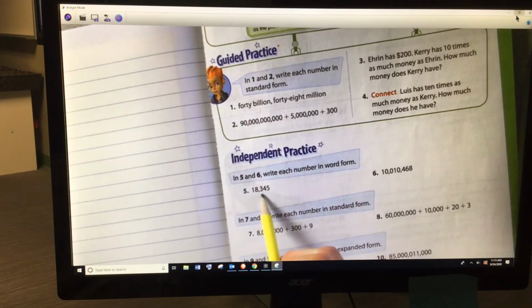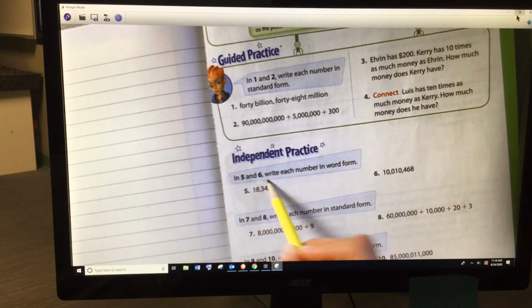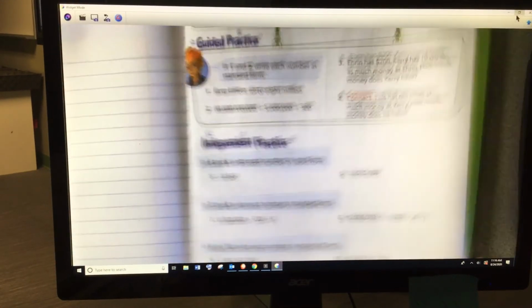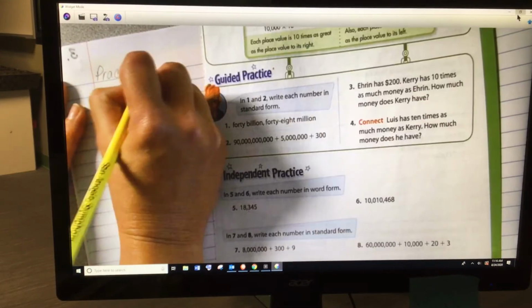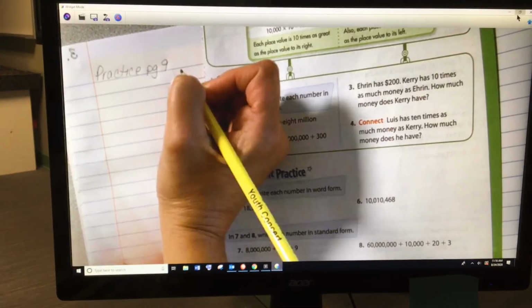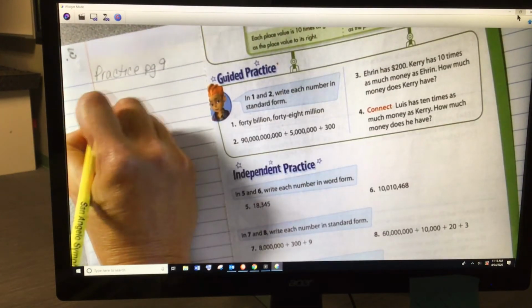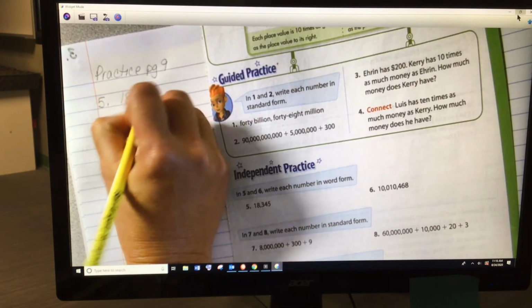And I'm going to start with number 5. And it says, in questions 5 and 6, write each number in word form. Okay, so I'm going to take 18,345. So I'm going to put practice as my title. Page 9. So I know where I'm at and what I'm doing. So number 5. 18,345.